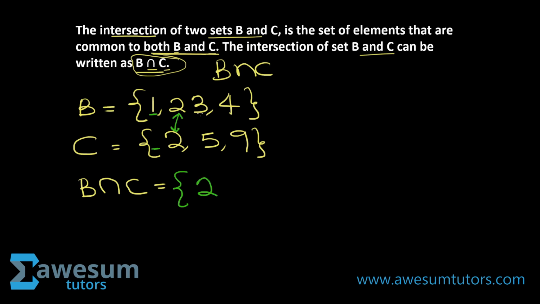B has a 3. C does not have a 3. B has a 4. C does not have a 4. Okay? C has a 5. B does not have a 5. Okay? C has a 9. B does not have a 9. You see that right now? So that means what B and C both have in common is 2. That means the final answer is 2.